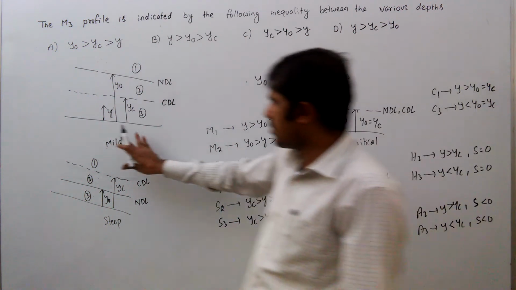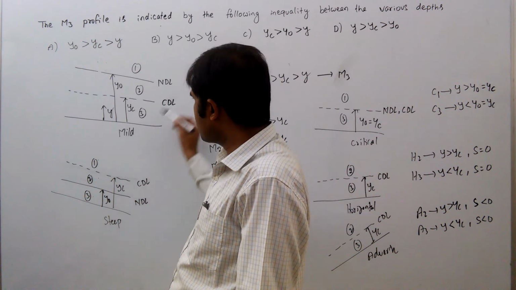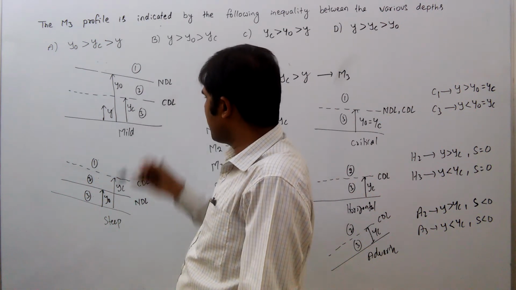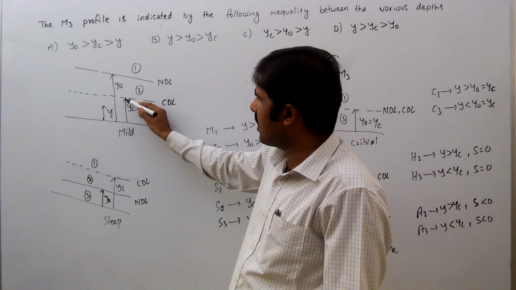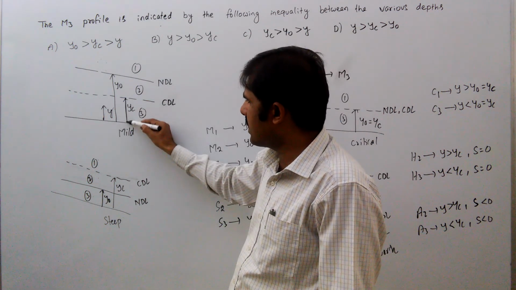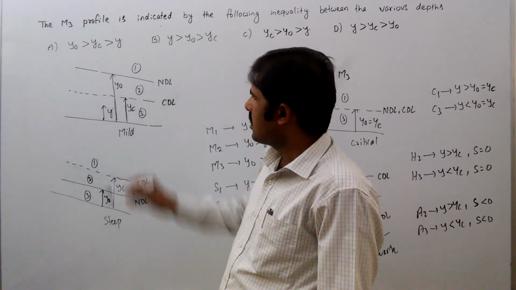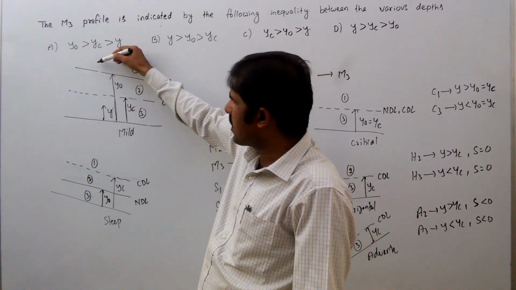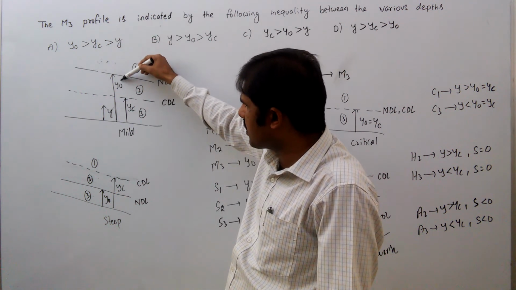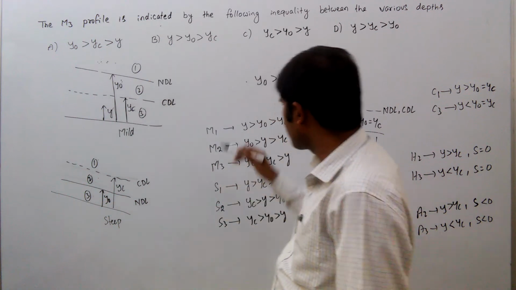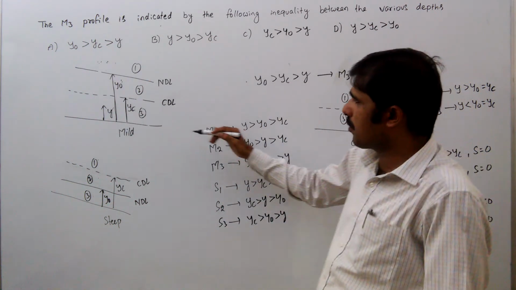See, if you see, mild slope means CDL is below NDL, or NDL is above CDL. So this is CDL line. CDL means YC depth, NDL means Y0 depth. Suppose if actual depth is in this zone, that means actual depth Y is more than Y0 and Y0 is more than YC, then it is M1 profile.